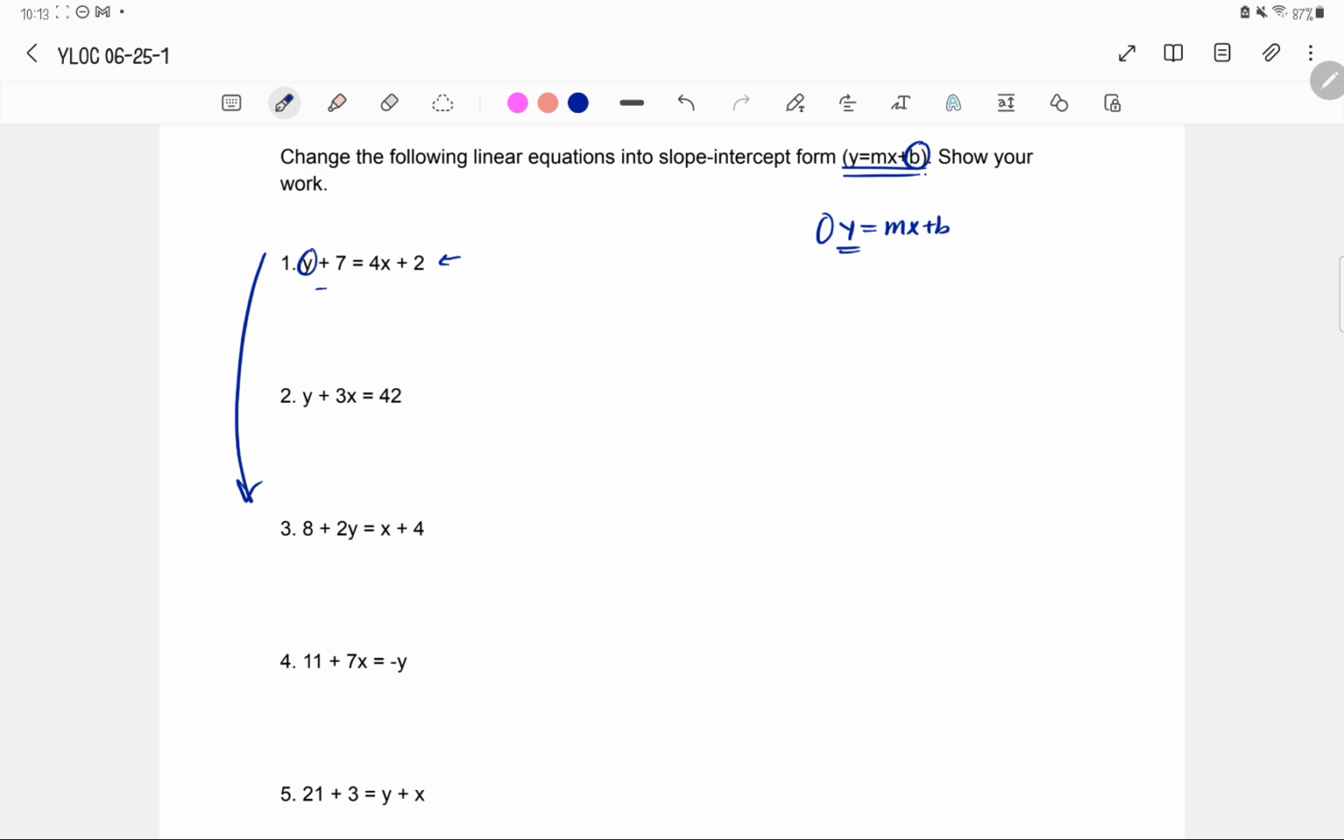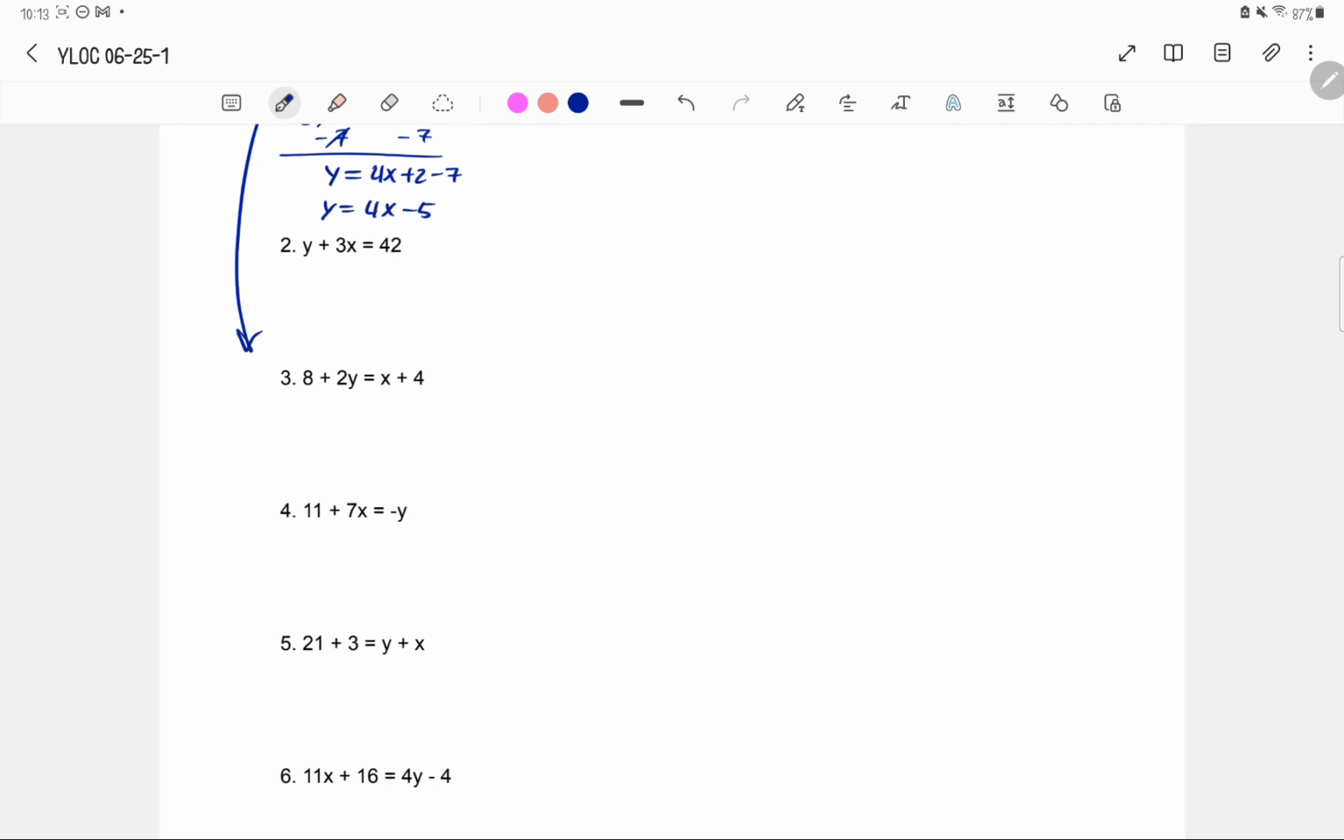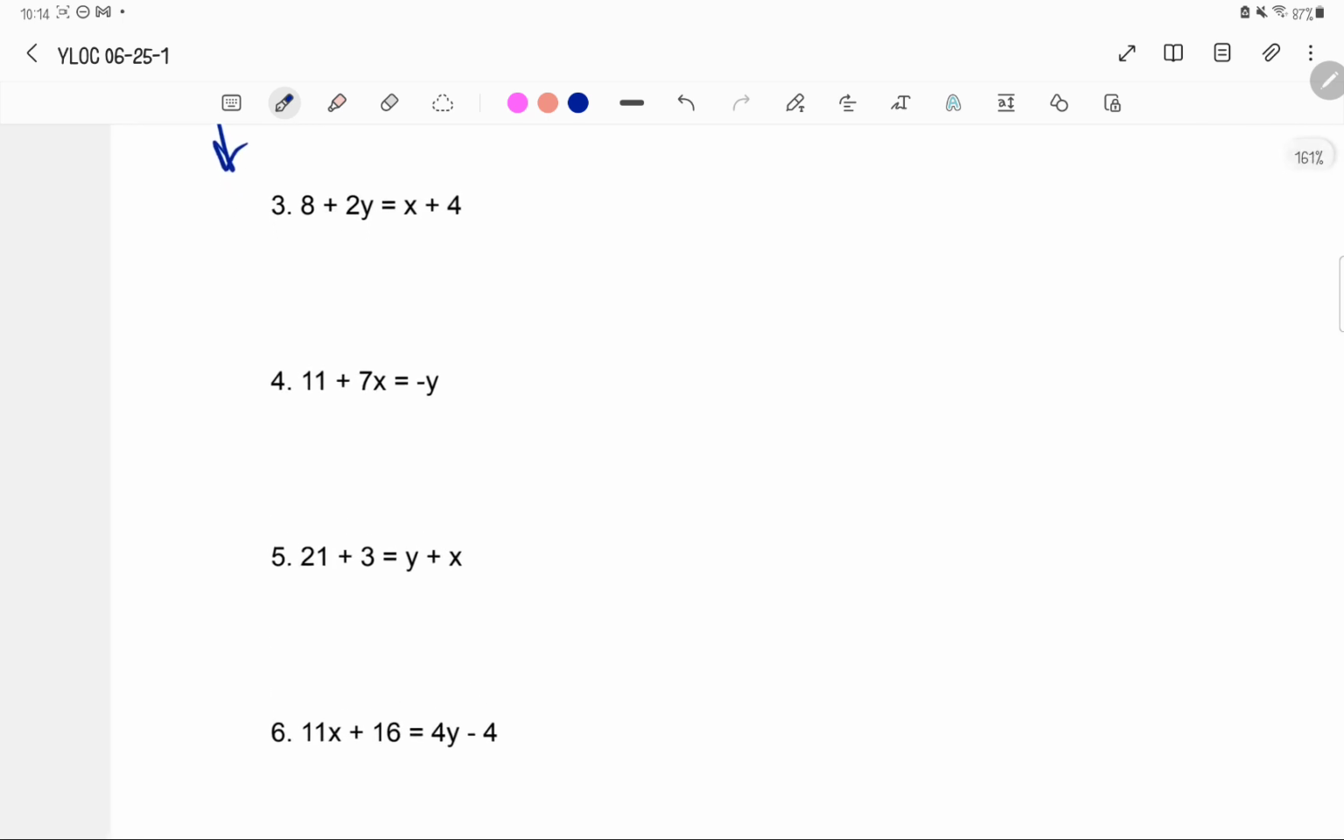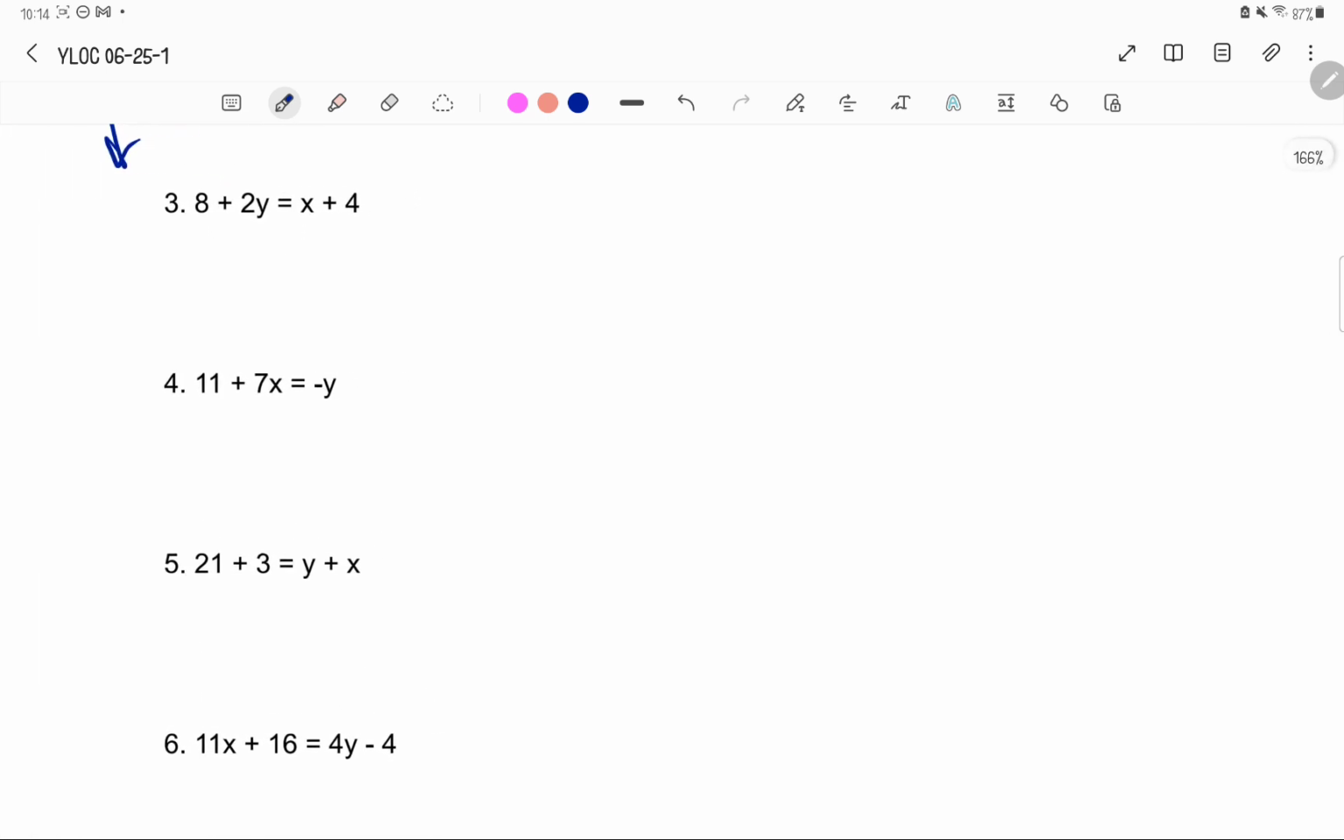So we're going to subtract 7 on both sides to cancel out the 7, and we now have y by itself as 4x plus 2 minus 7. And y equals 4x minus 5. So this one is the slope-intercept form, and we're going to go over number 5.